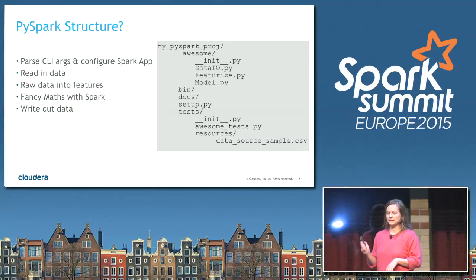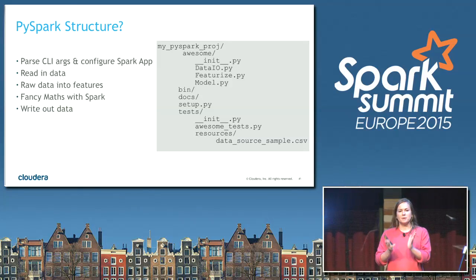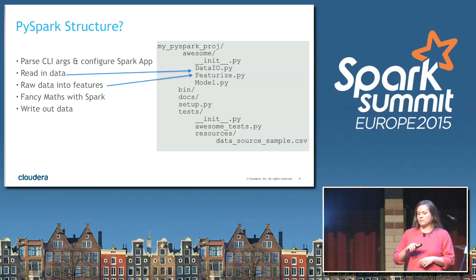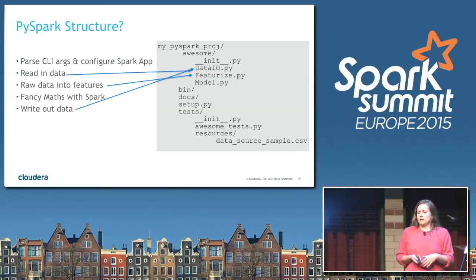So what this translates into for me is that inside of my Python project, inside of my module, I will have a reading in the data component, which I call something like data IO, then turning input data into a numerical representation, so featurization, some sort of modeling, and then more writing out.